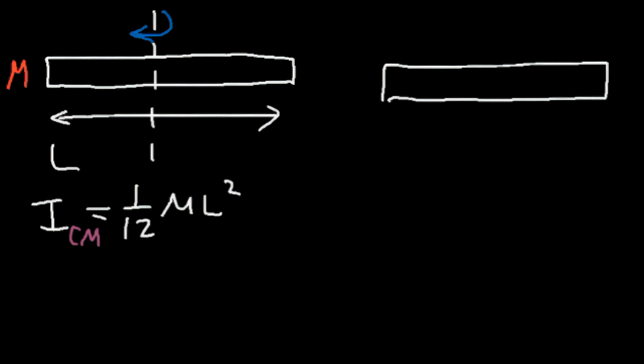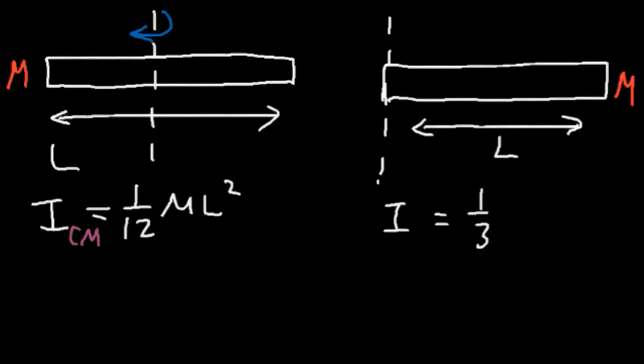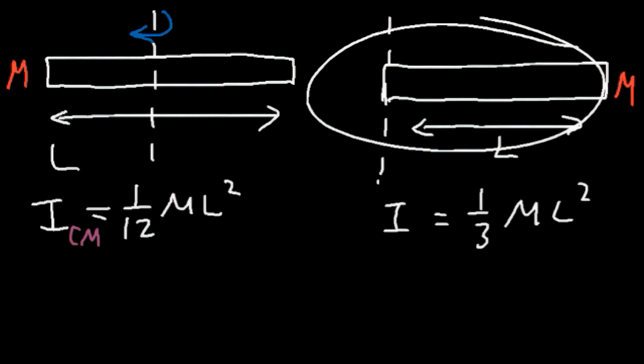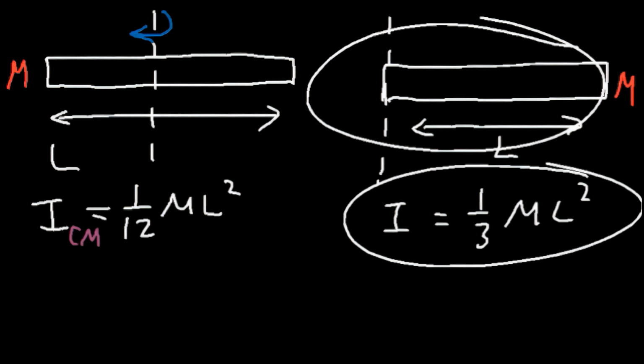And the inertia for this object, let's say if it has the same mass, and let's say it also has the same length, the inertia is 1 over 3 mL squared. So use the parallel axis term to calculate the inertia for this system. Use that equation to get this answer.